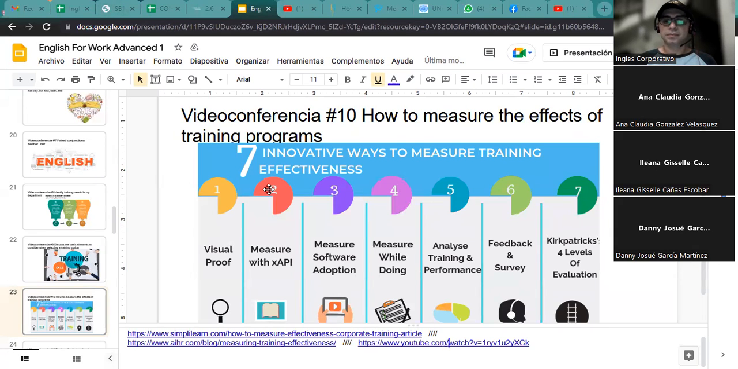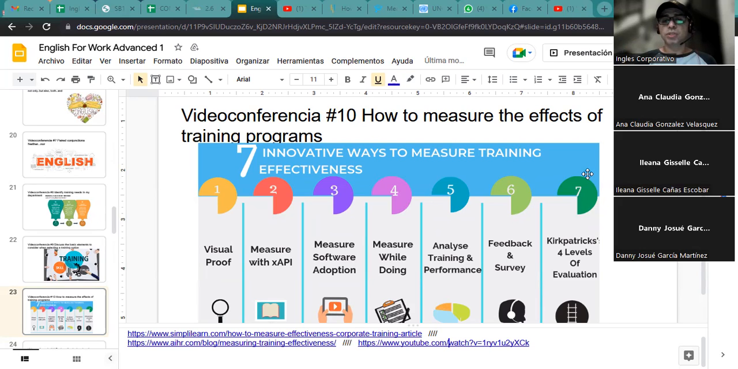Evaluate, like the word said, measure while the training is delivered, not just at the end. So you can identify if you can fix or adapt or make some change in the middle of the training, maybe. Very good, actually, that is it.